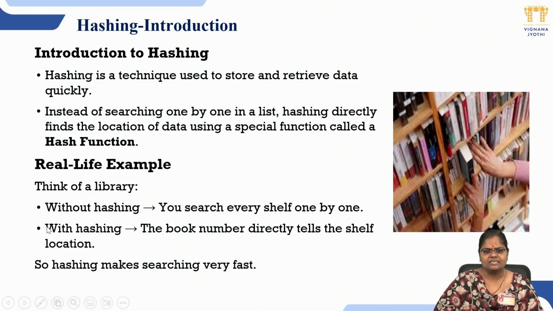If we take a simple example of a library, if the books are not organized properly, searching for a book without hashing is like moving to every shelf one by one and then searching, which is a very tedious task. So if hashing is applied, where a book number is directly given, it tells the shelf location where the particular book is available. So hashing makes searching very fast when compared to the other searching techniques.